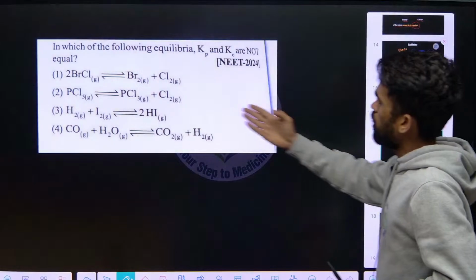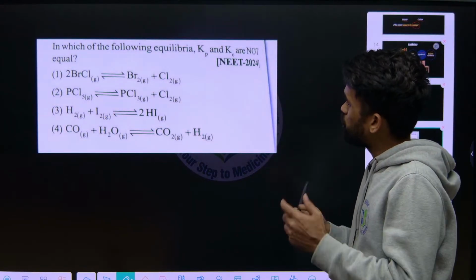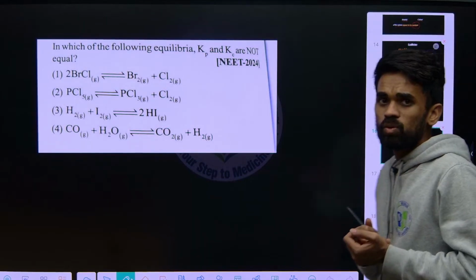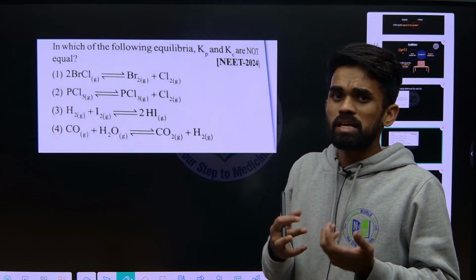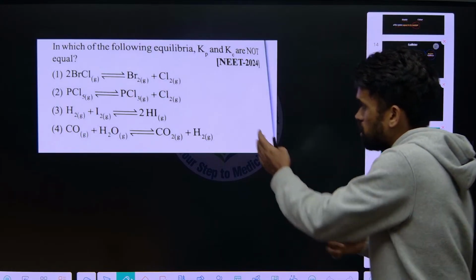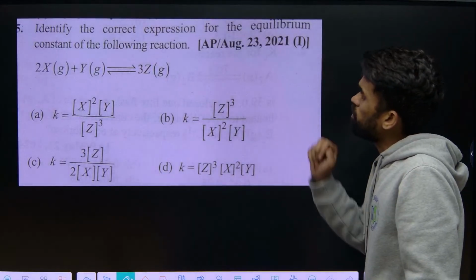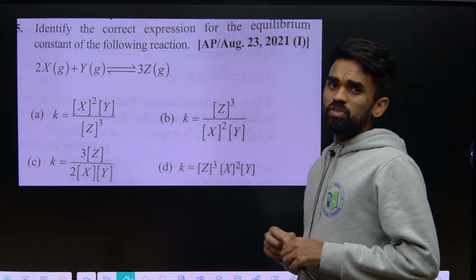Again, I hope you can easily answer this: Kp and Kc are not equal in which case? Just find delta Ng. If delta Ng is 0, then they are equal. If delta Ng is not equal to 0, then Kp and Kc are not equal. That's it. Now try this and tell me in the chat box what will be the expression for the equilibrium constant for this reaction.